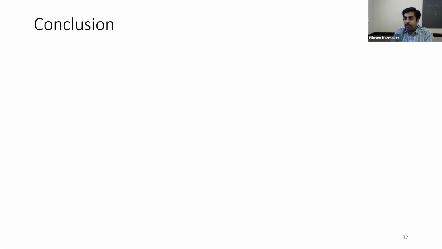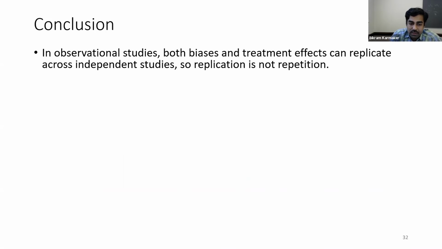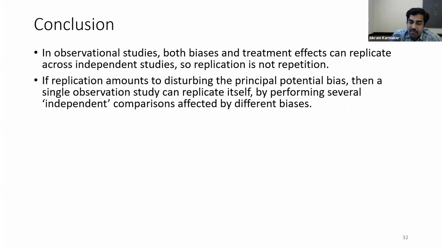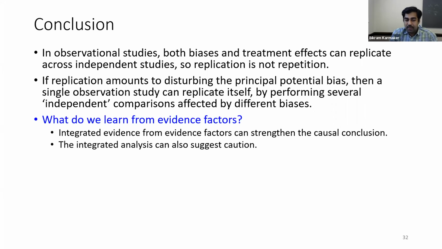So the last slide I have here is the concluding slide. First, in observational studies, both bias and treatment effects can replicate across independent studies. So replication is not repetition. If replication amounts to disturbing the principal potential bias, then a single observational study can replicate itself by performing several independent comparisons affected by different biases.